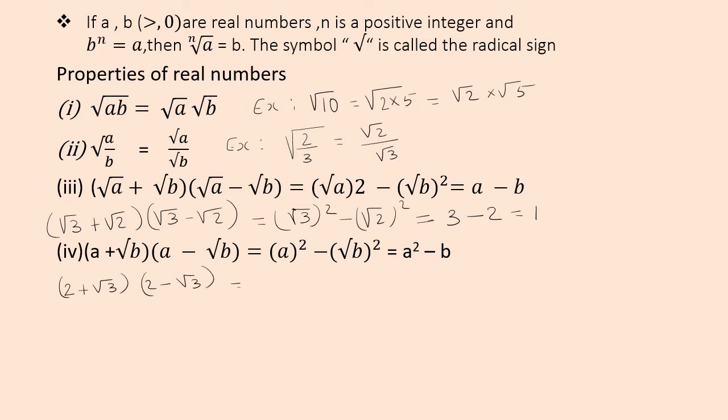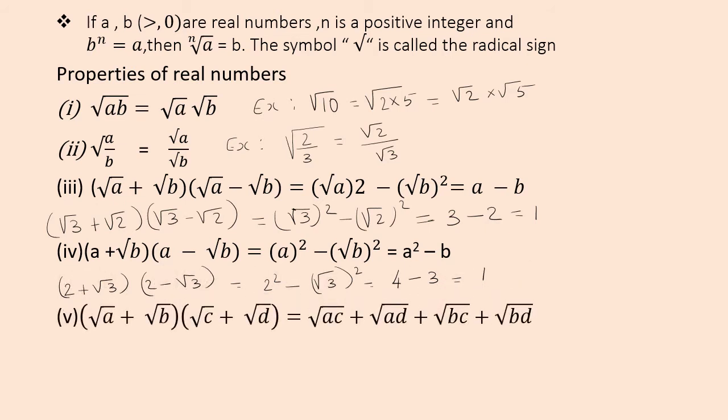that is equal to 2 square minus root 3 square. The identity (a plus b) multiplied by (a minus b). 2 square is 4 and root 3 square is 3. 4 minus 3, that is 1.